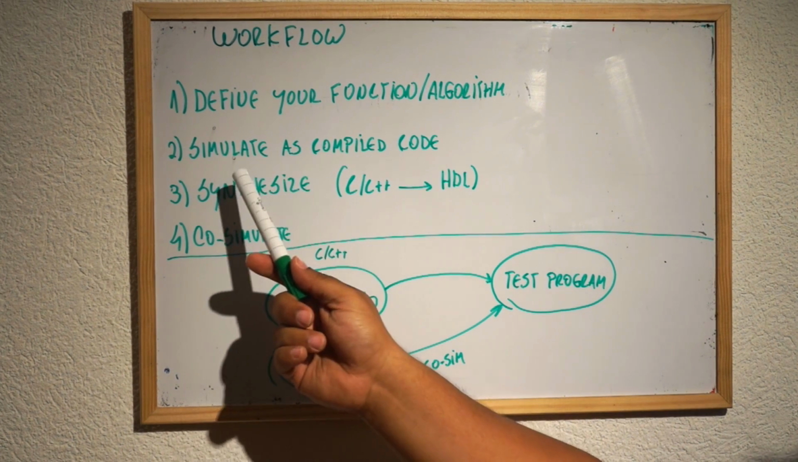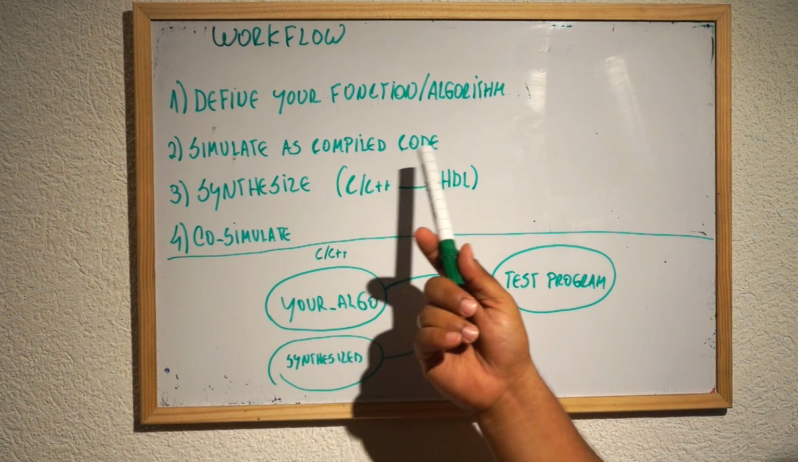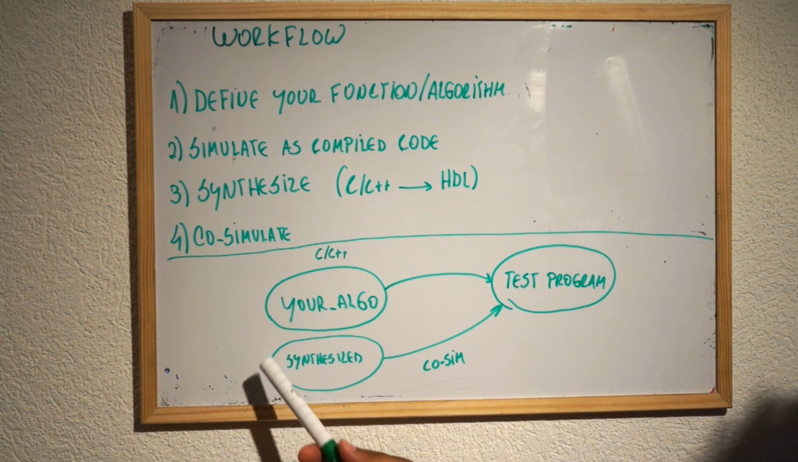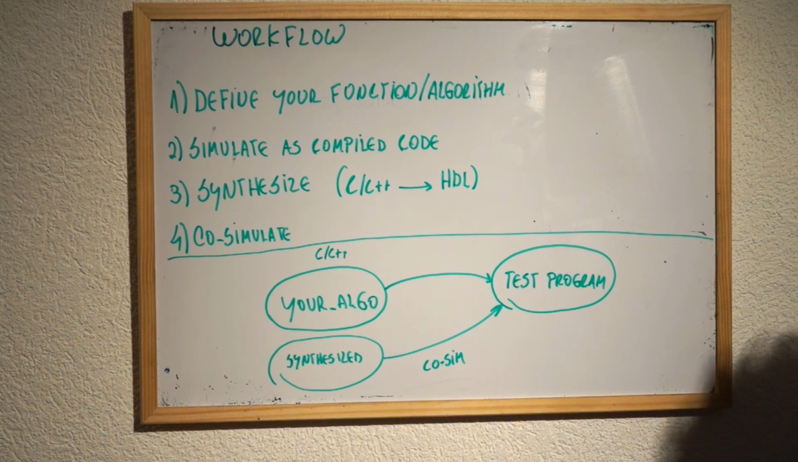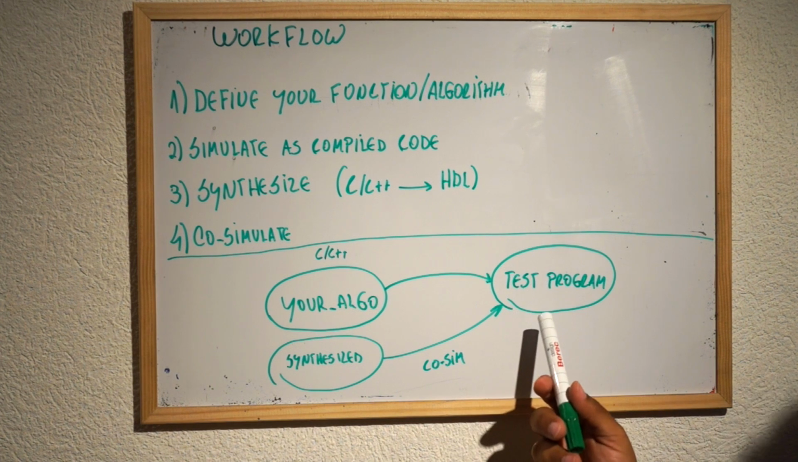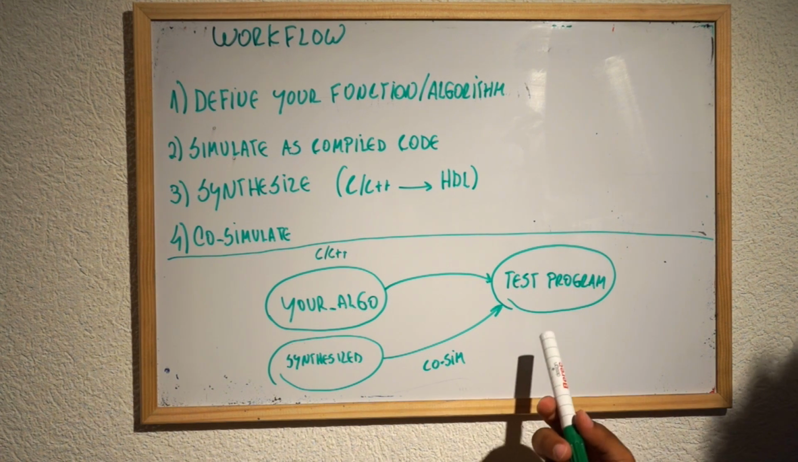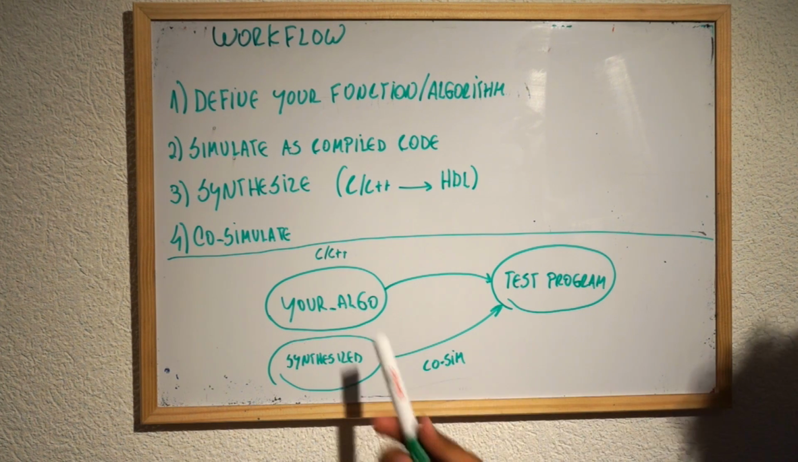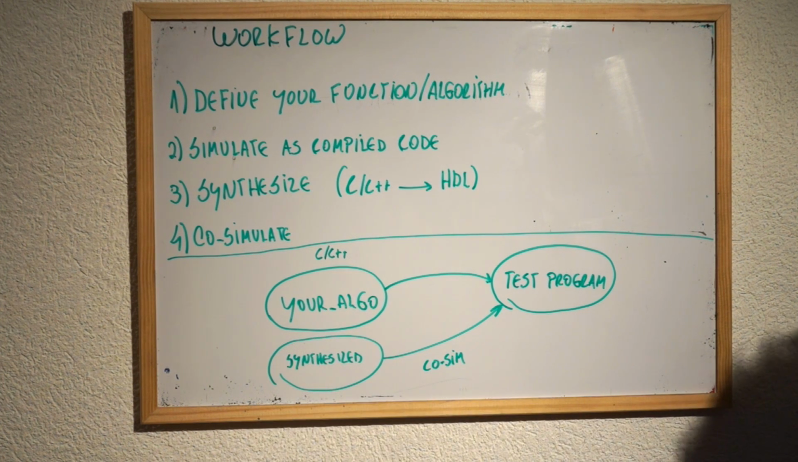Here at this step you simulate your compiled code. Here you simulate the HDL generated code. So we're going to use, for instance, the Vivado simulation engine or ModelSim or Riviera-PRO that is going to work with your test program and verify if the inputs given by your test program give the same output as your original algorithm. Okay, so this is the workflow that you should follow normally when you're working with Vivado HLS.